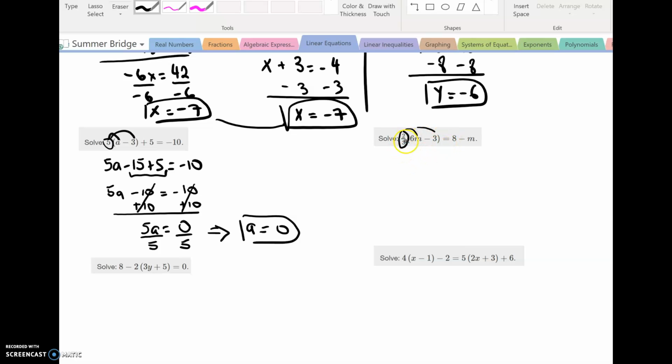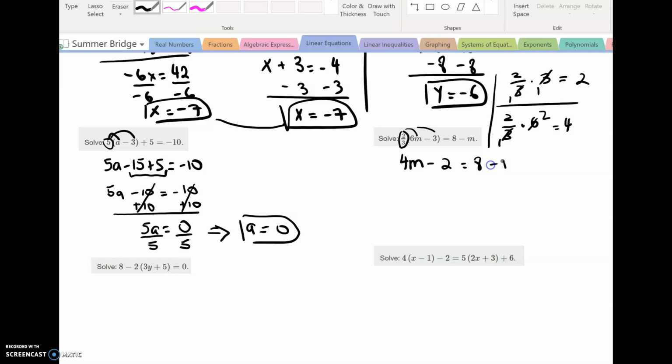Okay, so I'm going to have 2/3, and I'm going to do this to the side here just to remind ourselves how to actually multiply. So 3 goes into 6 2 times, and 3 goes into 3 once. So I have 2 times 2, which is 4. So I'm going to have 4m, and then we can do the same thing here with the 3. So I have 2/3 times 3. 3 goes into 3 once, 3 goes into 3 once. So this ends up just being 2. So minus 2 is equal to 8 minus m.